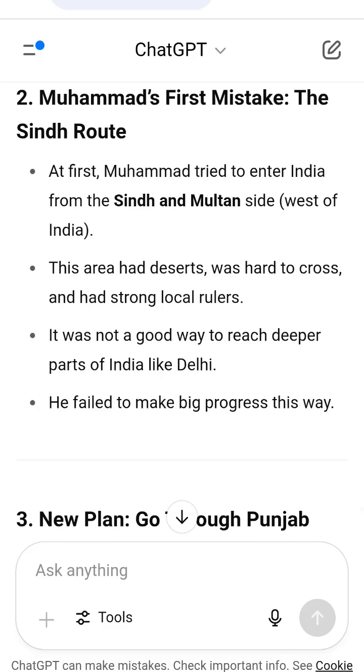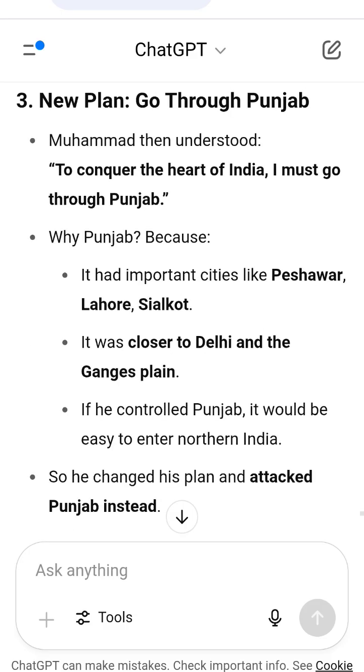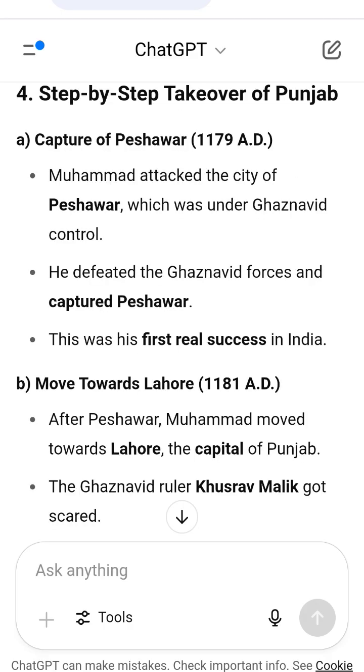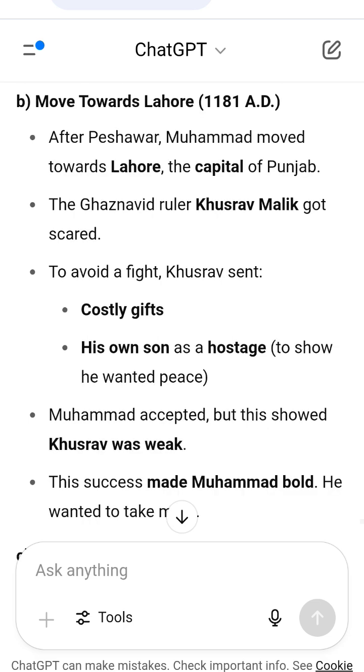8. The result? End of the Ghaznavid Empire. After capturing Lahore, Muhammad now controlled Multan, Sialkot, Peshawar. This was all of Punjab. With Khusrav Malik dead and his son as hostage, the Ghaznavid dynasty was finished.